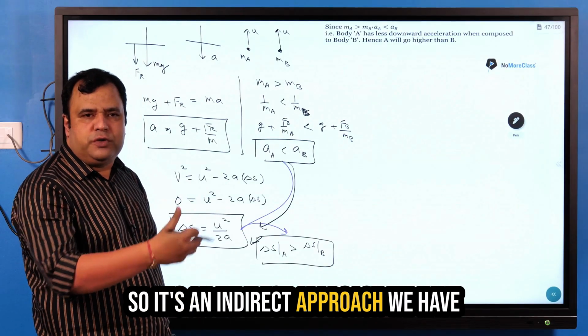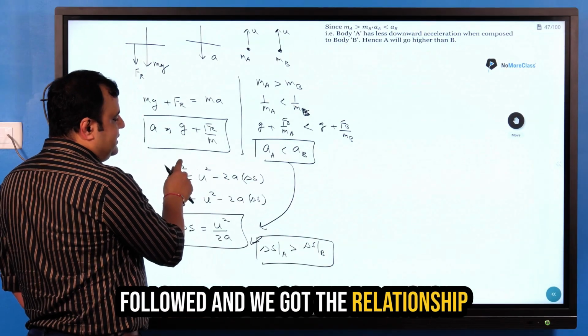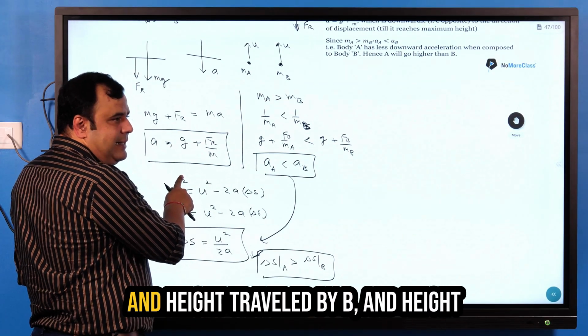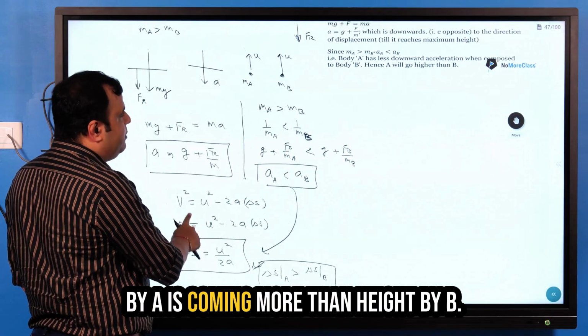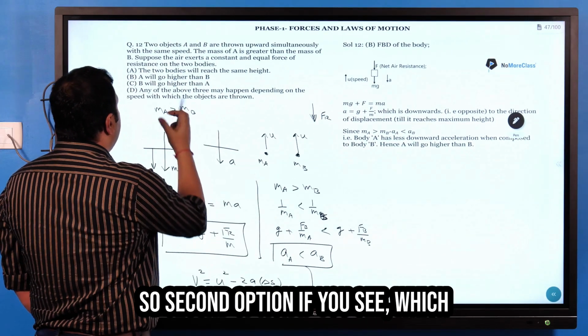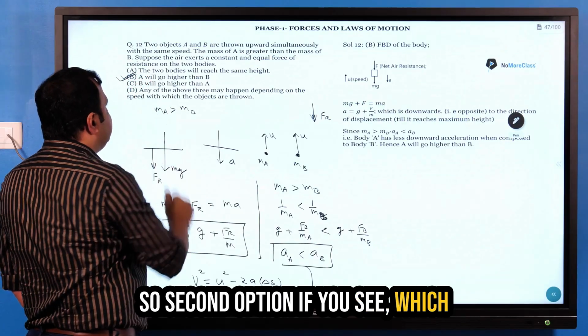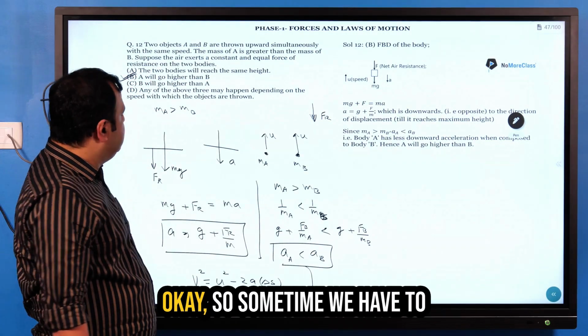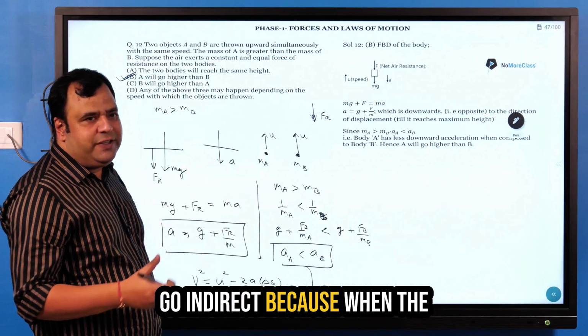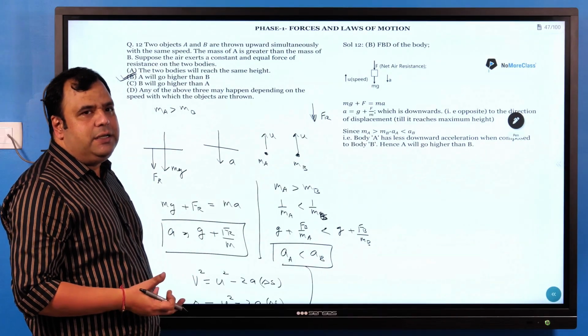So it's an indirect approach we have followed. And we got the relationship between the height traveled by A and height traveled by B. And height by A is coming more than height by B. So the second option, which is saying A will go higher than B, is the right option in this case.